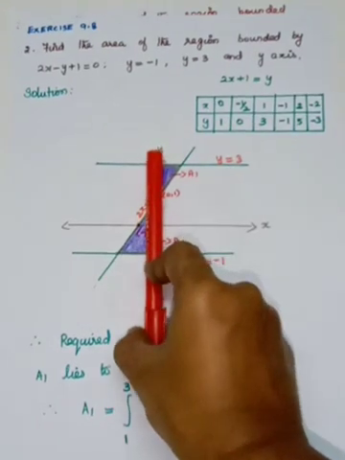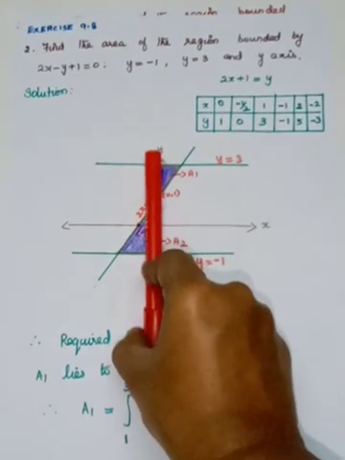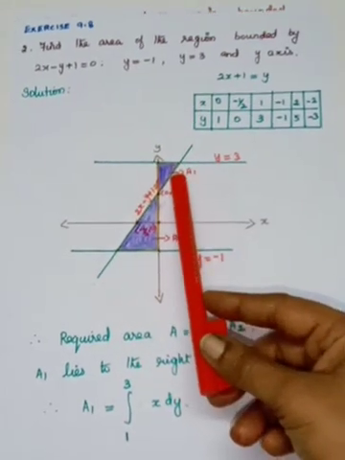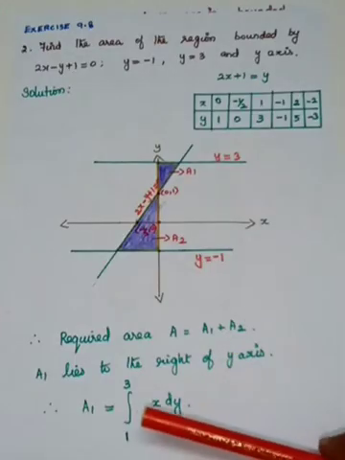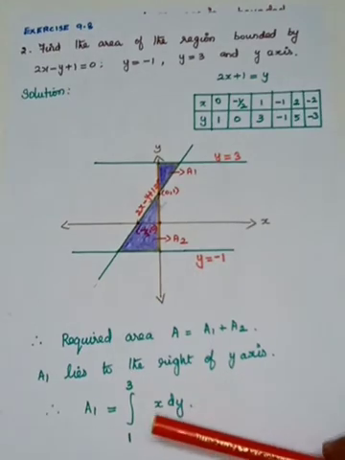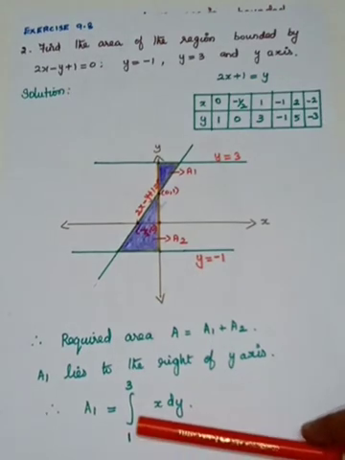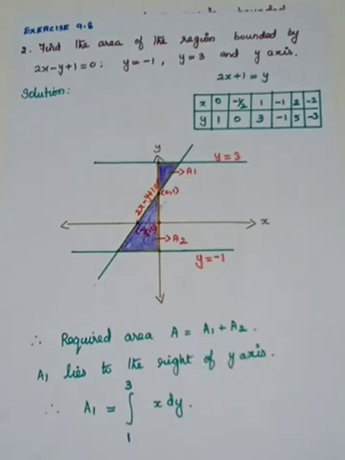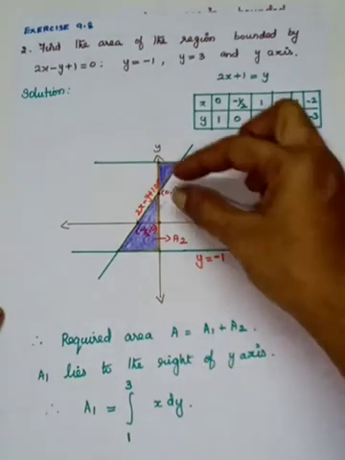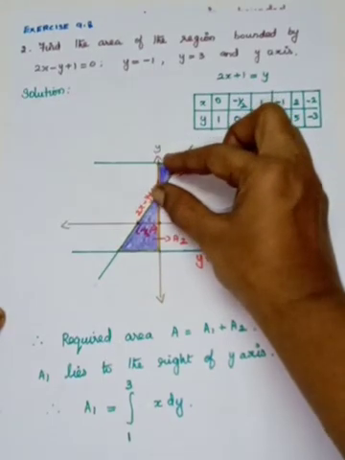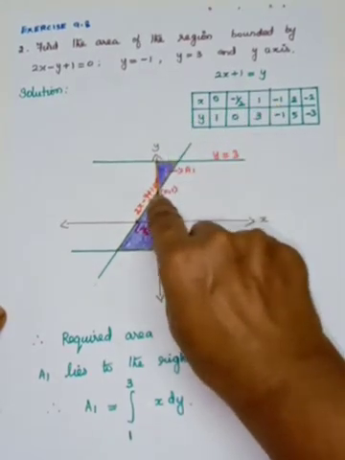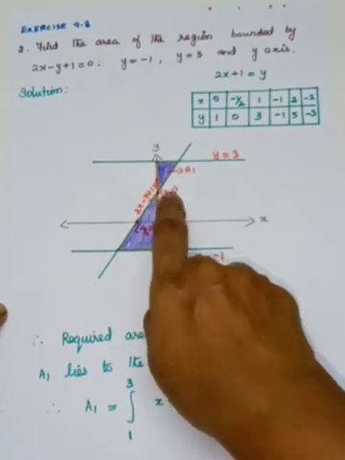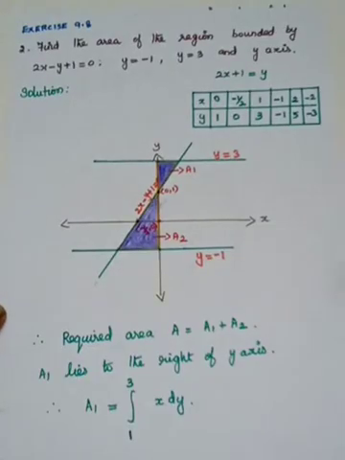If you consider the y-axis, your area A1 lies to the right of the y-axis. So right of the y-axis means it should be positive. So you have to write the limit integral. Where does it vary from? You see that A1. This is the area, the triangle. So it starts from this point, isn't it? So here this point is what? 0, 1. Here we are considering the y limits.